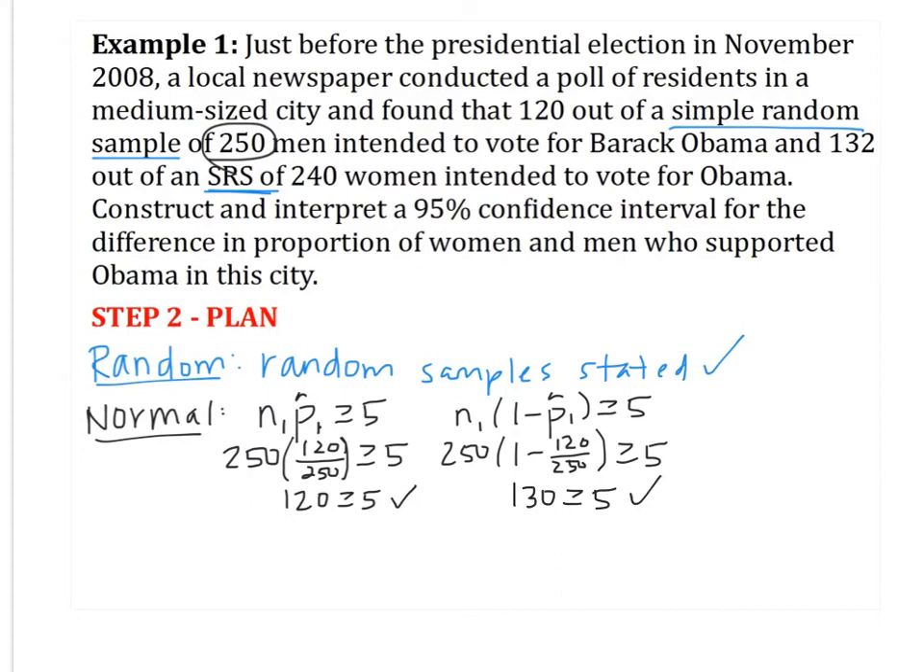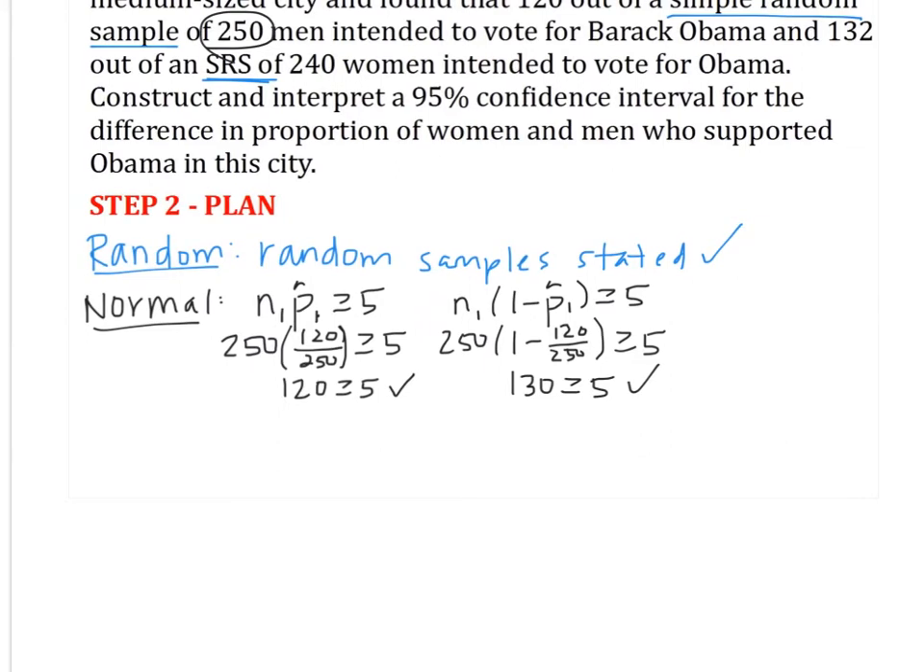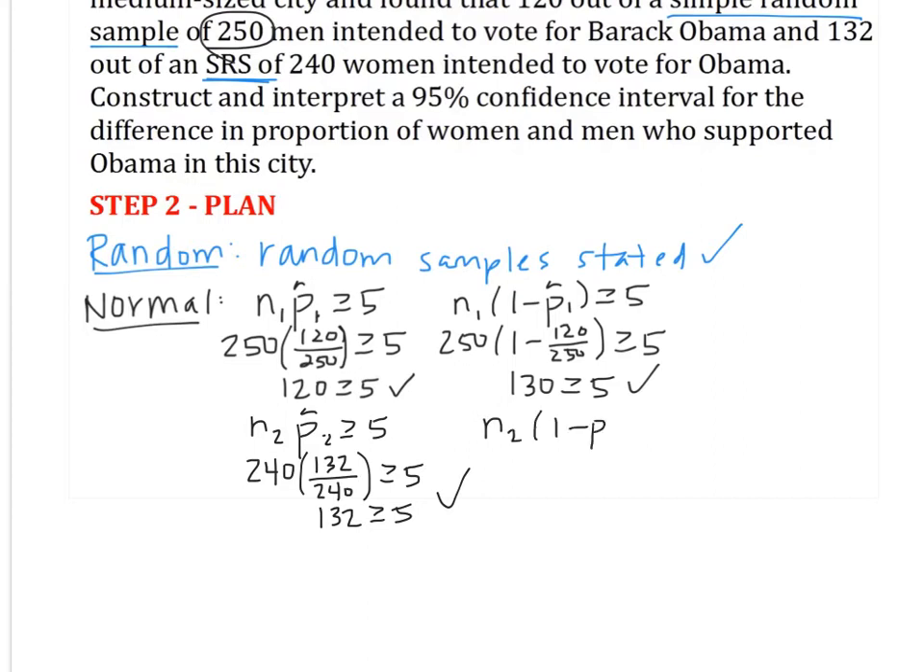I'm going to do the same thing for the second sample, which is the sample of women. So n2 times p-hat 2 greater than or equal to 5. Well, n2 is 240, so be careful, they're a little bit different, times 132 out of 240 greater than or equal to 5. Well, 132 is greater than or equal to 5. And then I do it for the other one. I know this is long, but it is worth it because then we can do a confidence interval.